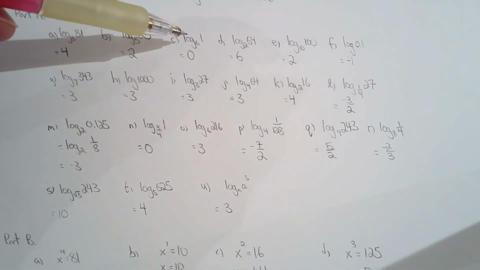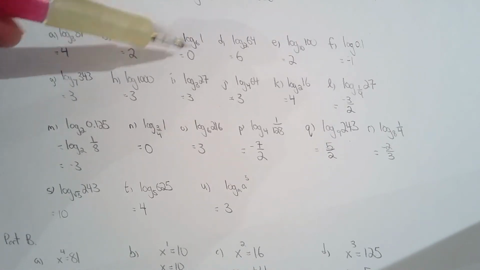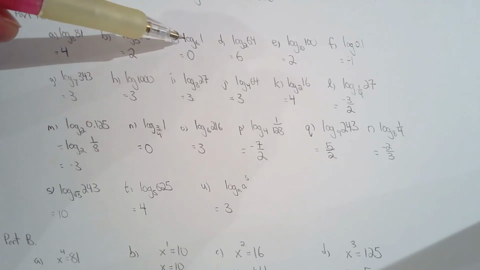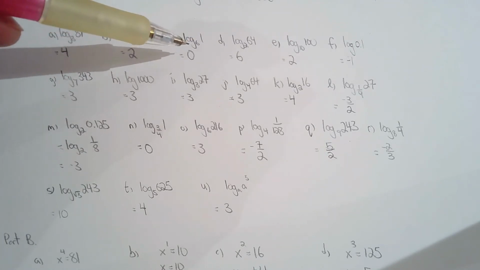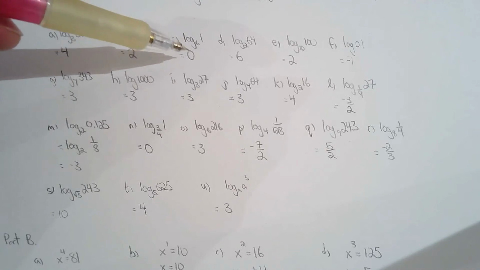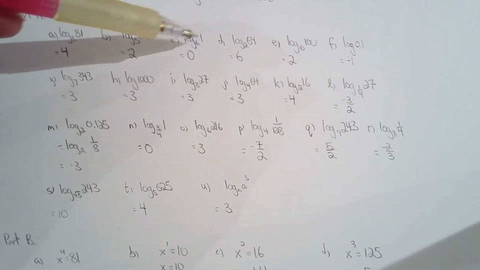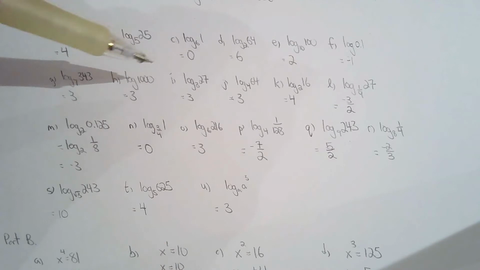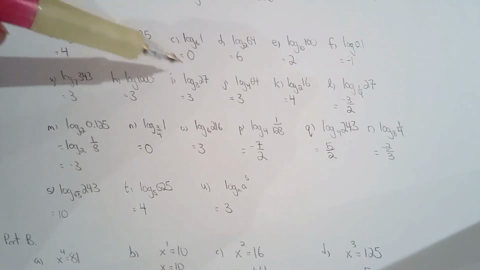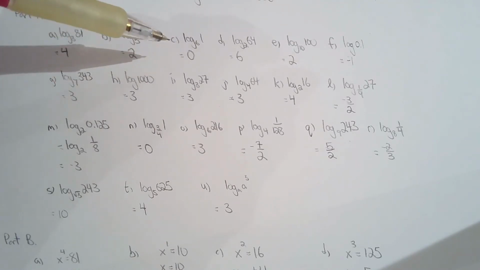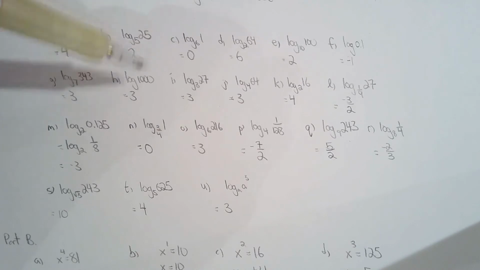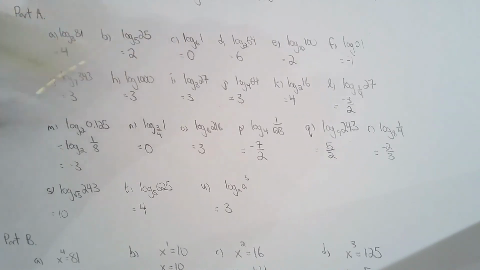One thing to note is that log base 6 of 1 is equal to 0. In fact, log base of anything, let's say log base 7 of 1, is still going to be 0, as long as the base is not 1 and it's greater than 0. And this makes sense because of your zero exponent law. So that's something handy to remember.